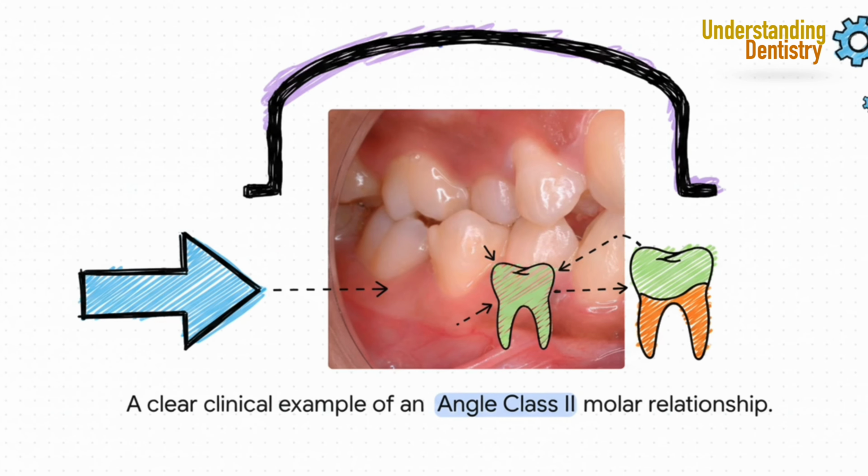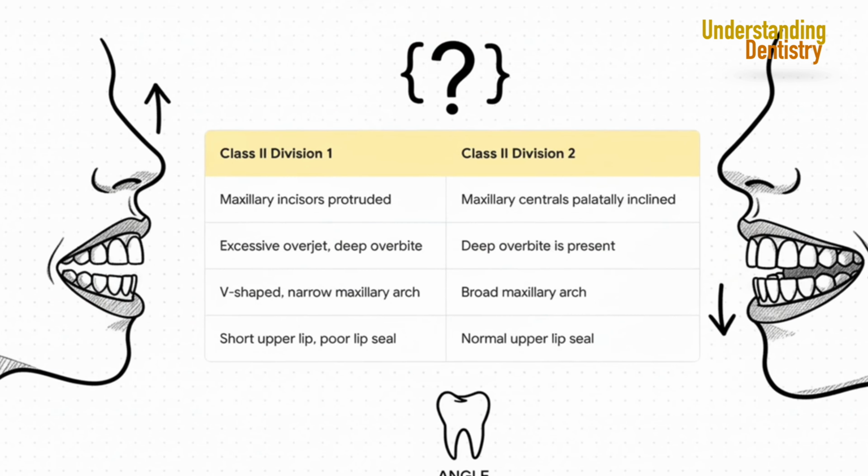This photo is a perfect illustration of that relationship. You can see it right there. The mesial-buccal cusp of that maxillary molar is clearly anterior to the buccal groove of the mandibular molar. Classic Class 2. Okay, this is absolutely crucial. Class 2 isn't just one thing. It's split into two very distinct divisions, and it all comes down to what the anterior teeth are doing. In Division 1, you've got those protruded maxillary incisors, that excessive overjet and often poor lip seal. Division 2, on the other hand, is totally different. You'll see retroclined centrals, sometimes overlapped by the laterals, and a really deep, often impinging overbite.